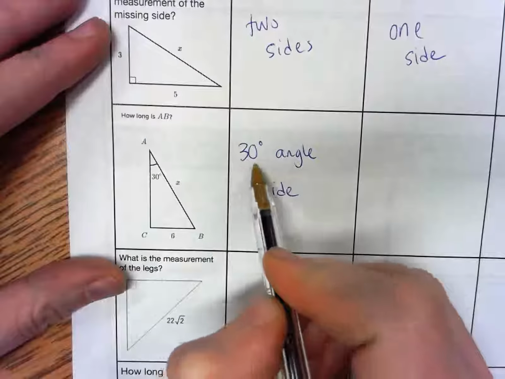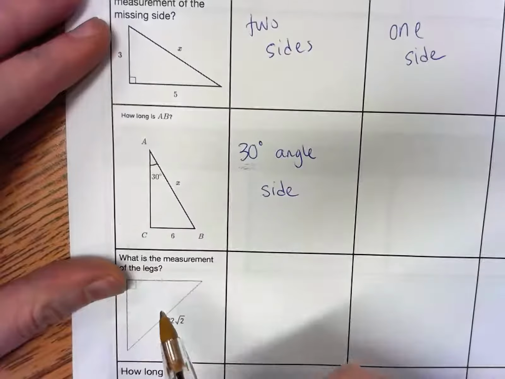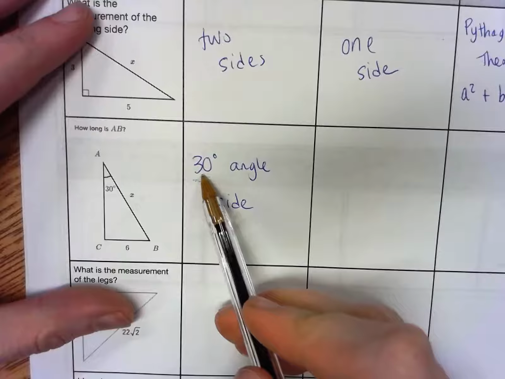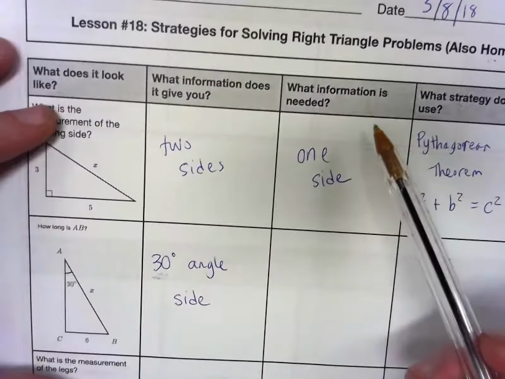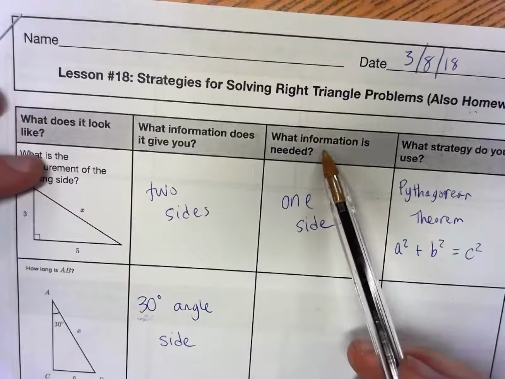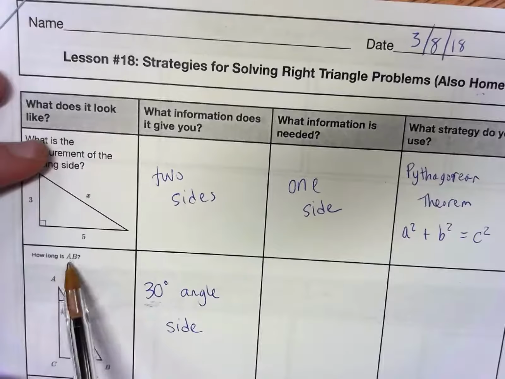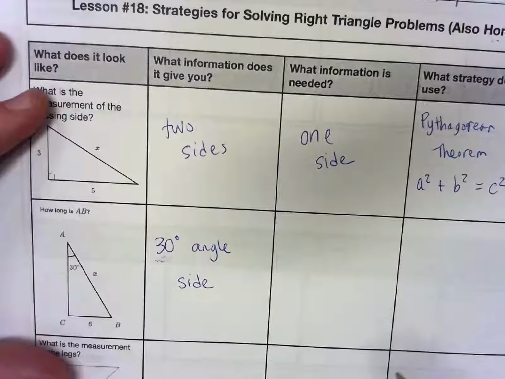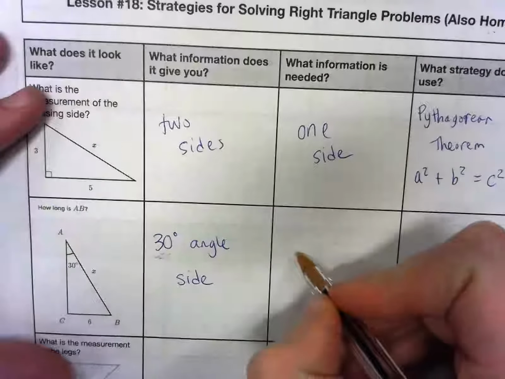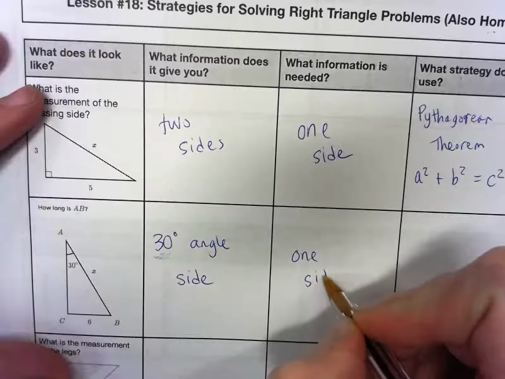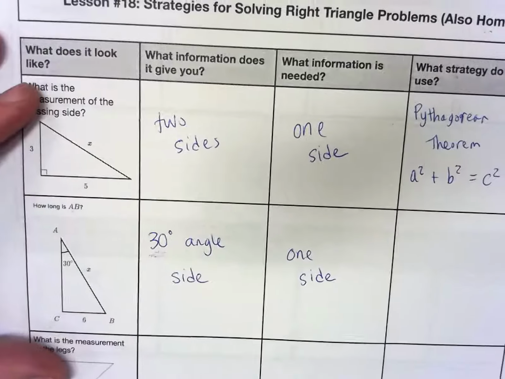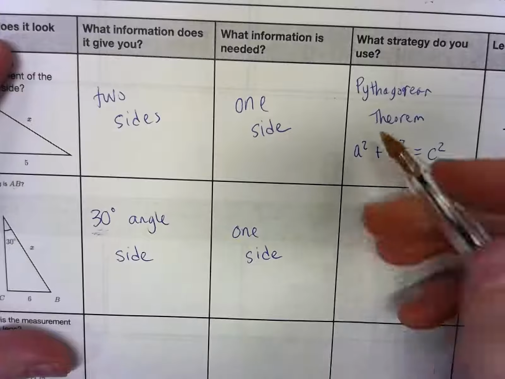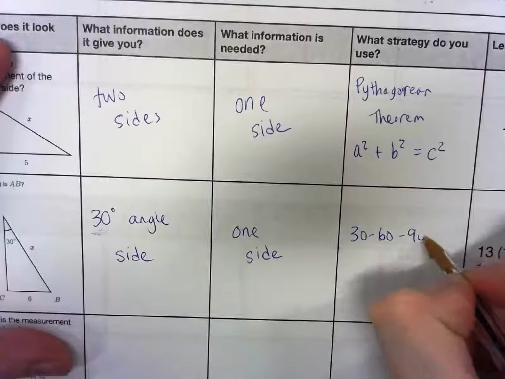Anytime you see this number, or a 60, that should make bells go off in your head, because that's going to be a 30, 60, 90 triangle. When it asks what information is needed, well, it's asking for AB, and we know that AB is a side. It's actually the hypotenuse here. So what information is needed? We'll say one side. From our note cards, we know that if we have a 30-degree angle, we're going to use the 30, 60, 90 rules.